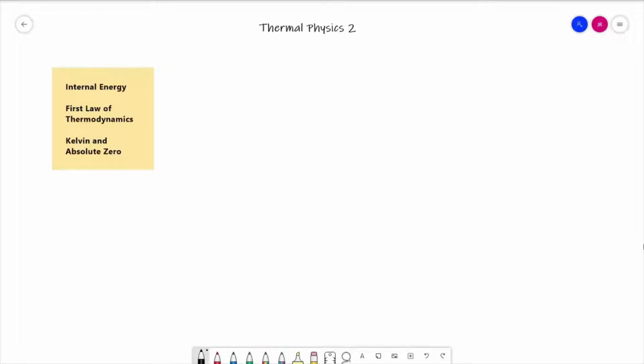Now in the first video we had a look at the three key things that you can see there on the screen. We first looked at internal energy, and remember that internal energy is just the sum of all the kinetic and potential energies of all of the molecules within a system. Next, we looked at the first law of thermodynamics, which really is just the law of conservation of energy, but of course we put an equation on it, and the equation said that delta U, where U is the internal energy, is Q, which is the heat absorbed by the system, minus W, which is the work done by the system. And then finally we looked at Kelvin, the Kelvin scale, and absolute zero.